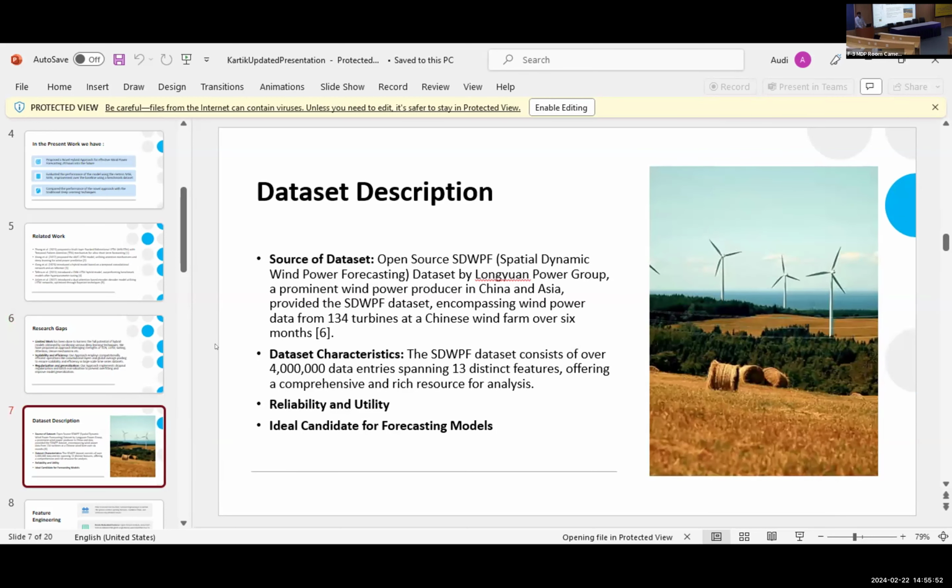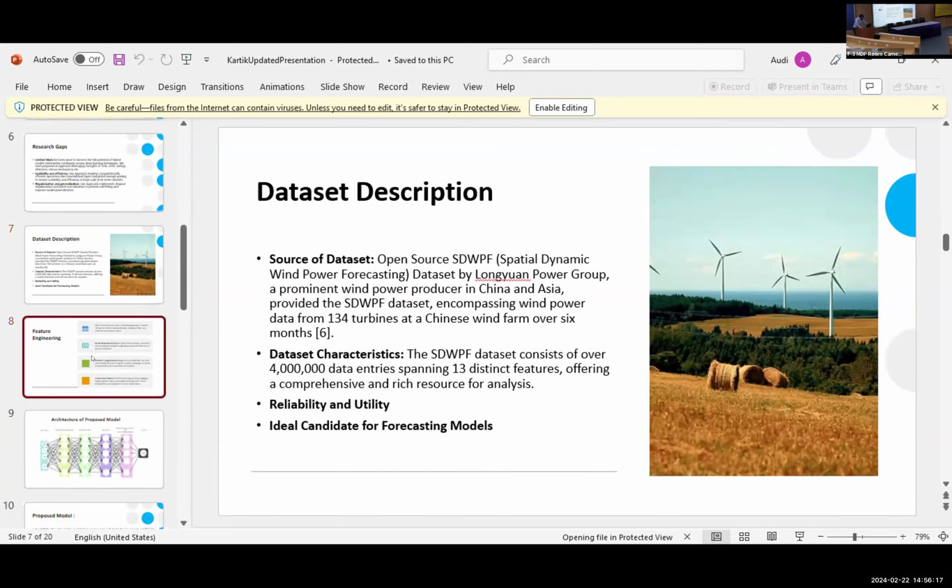Talking about the dataset, we have used the open source SDWPF dataset, that is Spatial Dynamic Wind Power Forecasting dataset, provided by the Longyuan Power Group in China, which is the largest wind power producer of Asia. The data set is quite diverse. It has around 40 lakh entries across 13 features. So it is an ideal candidate for forecasting models.